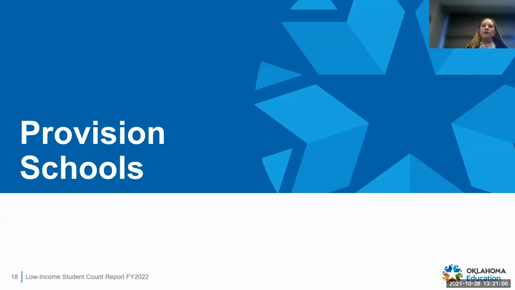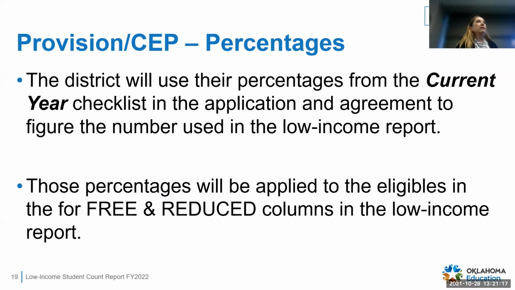Provision schools. We've talked a little bit about them because they are a little bit unique in how we get your October 1 numbers, and once we have those from accreditation, we go in and enter those enrollment numbers and make sure they are correct, and you're going to go in and certify them. And you're going to use your percentages from your current year in your checklist, your current percentages for your CEP or your provision, whichever one, and you're going to use those percentages to calculate the number of free and reduced for your columns for your low income report.